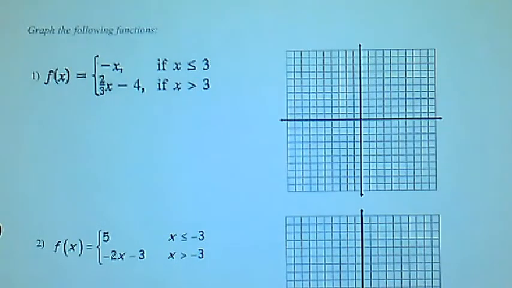So to point out what this actually means, I'm going to rewrite this as two separate functions. So we can actually say that this is f of x equal to negative x.